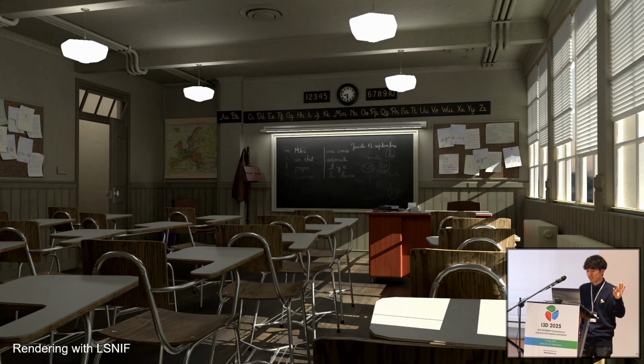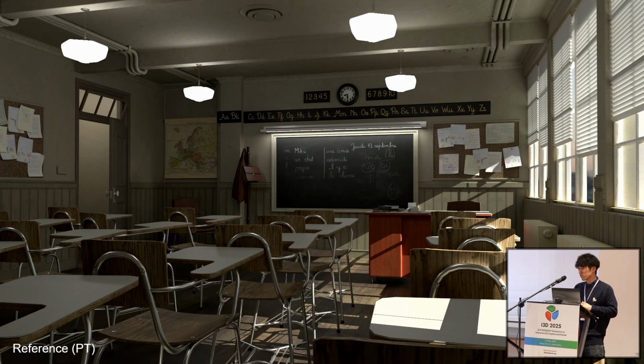These desks and chairs are instanced objects. So in this scene, there are 50 LSNIF objects in total, but we need to train just 15 LSNIF models, because our model is optimized for each object, and we can use the same trained model for instanced objects. This is one of the benefits of LSNIF: it is optimized for each geometry, not for the entire scene.